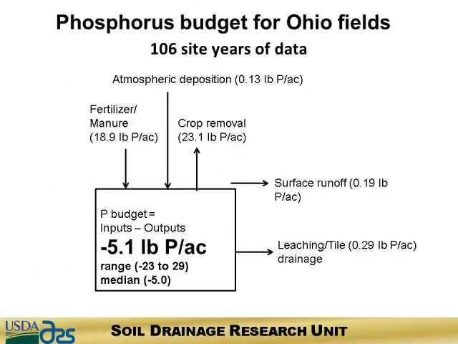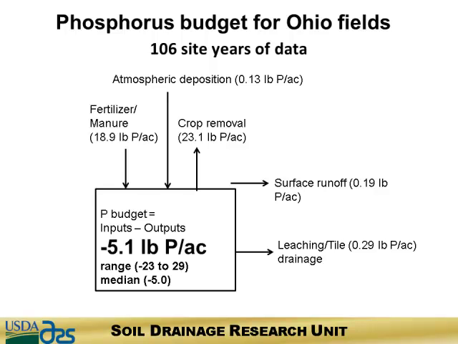So now let's look at that in this balance. And this is 106 site years of data across these sites. The atmospheric deposition is, as we said, roughly 1/10 of a pound per acre. We're applying about 19 pounds an acre in our fertilizers. We're removing about 23 pounds an acre in the grain and the biomass. We see about 2/10 of a pound an acre coming out of the surface runoff, and about 3/10 of a pound per acre coming out of the leaching. So that equates to negative 5.1 pounds per acre.